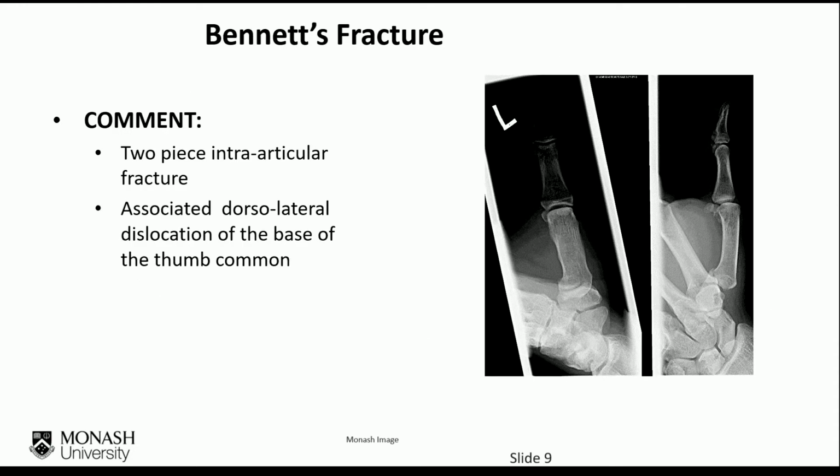We are now going to look at some of the common fractures. So one that you would probably have heard of and have seen is the Bennett's fracture. This is a two-piece intra-articular fracture. It's at the base of the thumb and is also associated with dorsolateral dislocation at the base of the thumb.